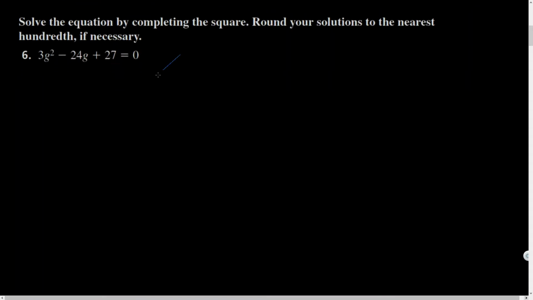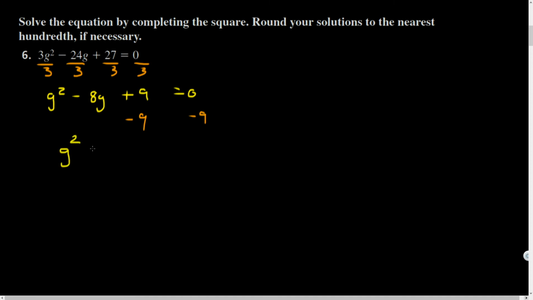All right, let's do another one. So, is there an a term? Divide everybody by a. Everybody. Every single term. So g squared minus 8g plus 9 equals 0. Get rid of this old c term. We want a new one. g squared minus 8g blank equals negative 9 blank. You don't have to write those blanks.